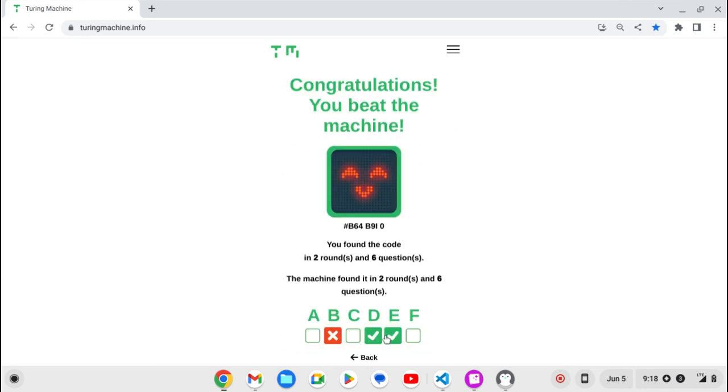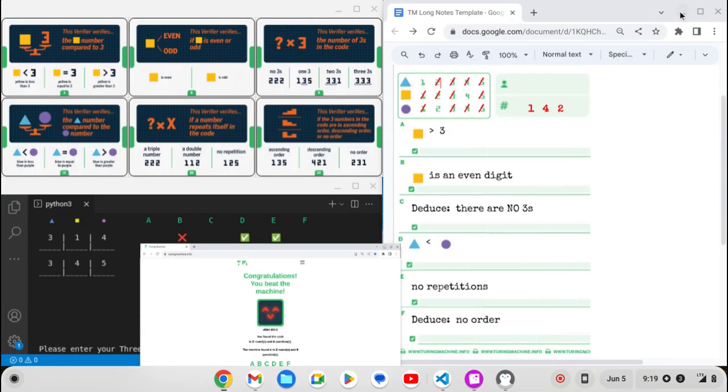So how do we do? Okay, we tied. So I knew that as long as we did the number of criteria cards, we'd at least have a good chance of beating the machine. We beat it just because we tied. But I have to say, what an interesting puzzle.